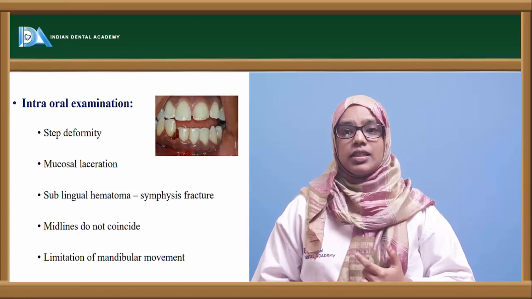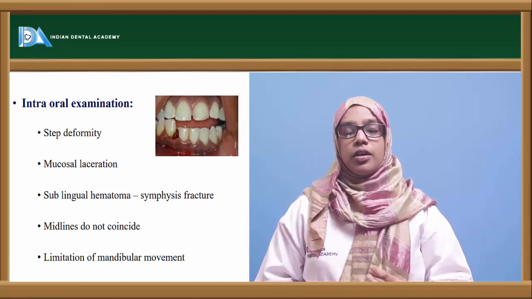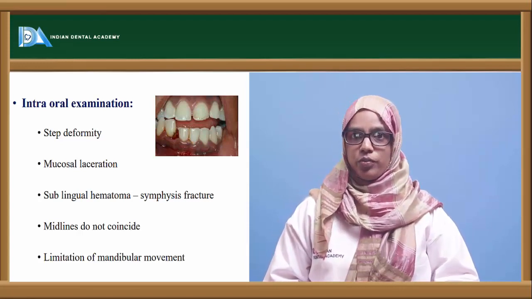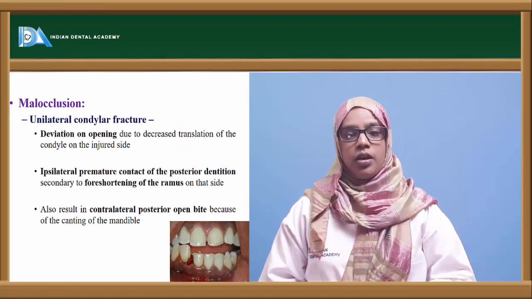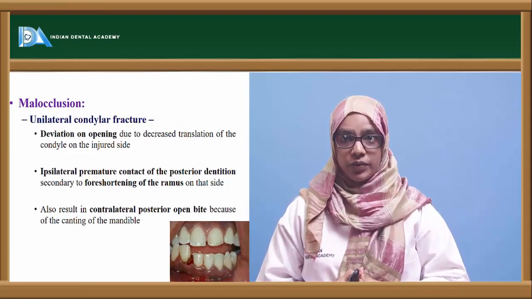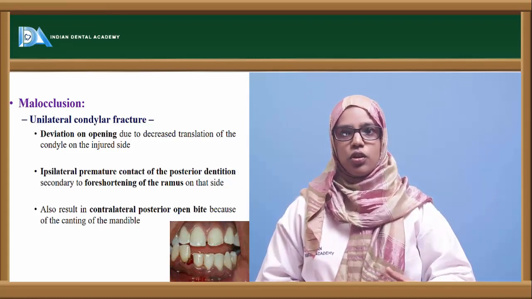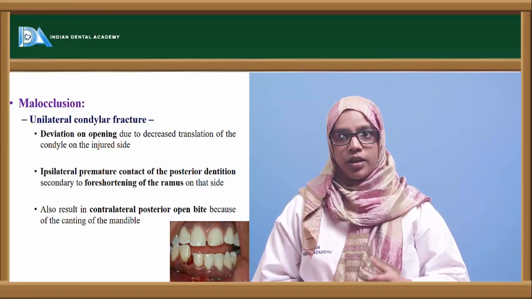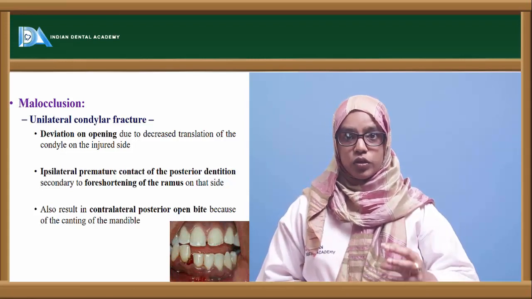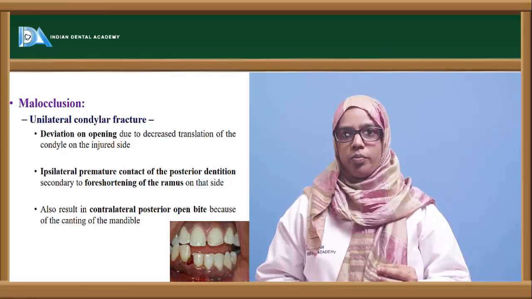It is a classical sign of parasymphysis fractures. Then you could see the midline is deviated and doesn't coincide, with limitation of mandibular movement. Malocclusion will be present. In case of unilateral condylar fracture, there is deviation on opening due to decreased translation of the condyle on the injured side. There will be ipsilateral premature contact of posterior teeth because of foreshortening of the ramus. This will cause a contralateral posterior open bite.